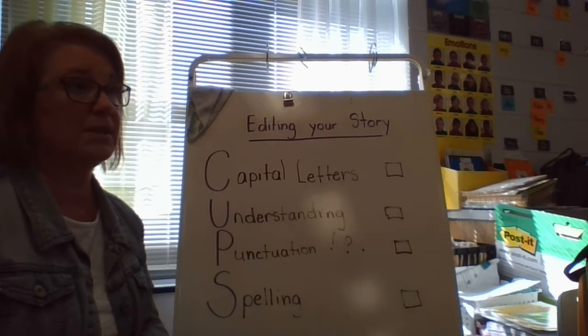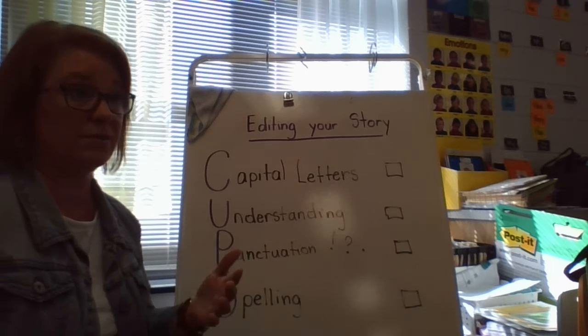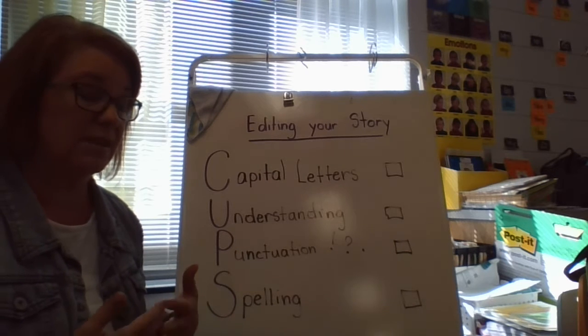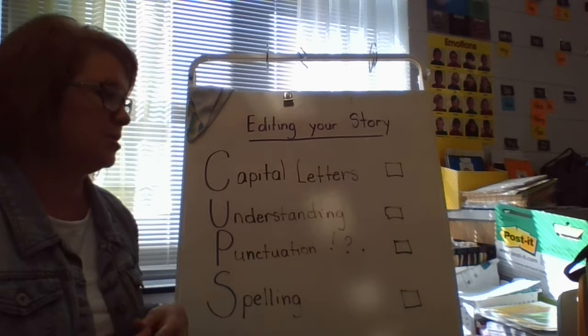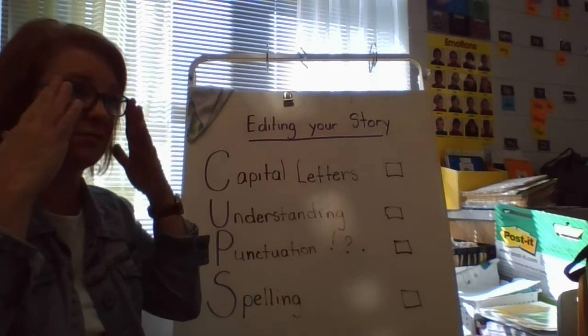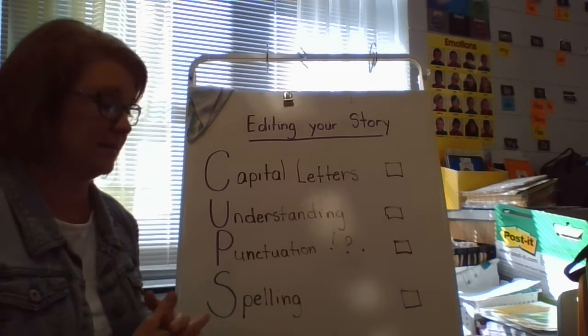Okay. The P for editing your story is for punctuation. That's when you are making sure that the reader knows where to stop when reading your sentence so they can think about it. And punctuation really is powerful because it also tells your reader how to understand what you're reading, how to read that sentence.